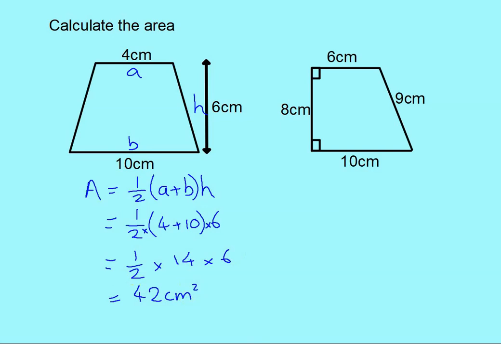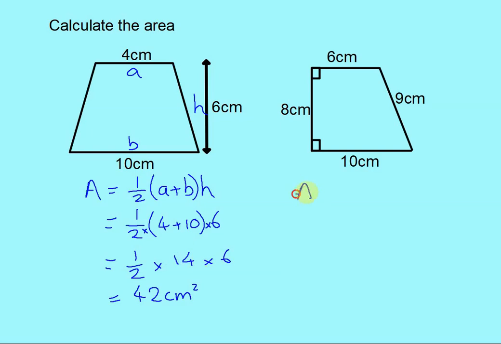I could half 6 to get 3. 3 times 14, that's not that easy, but that's also 42. 14 times 6, if you're wondering, is 84. Half of 84 is 42. So just choose the easiest path. Remember, because of BIDMAS, we can do the multiplication in any order we like. Really useful.